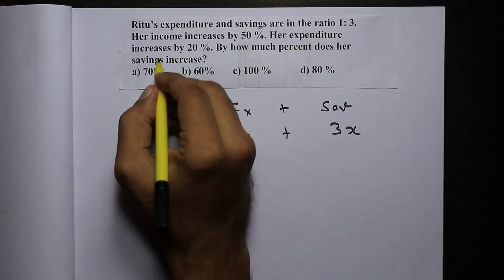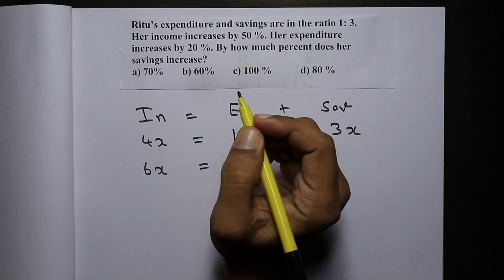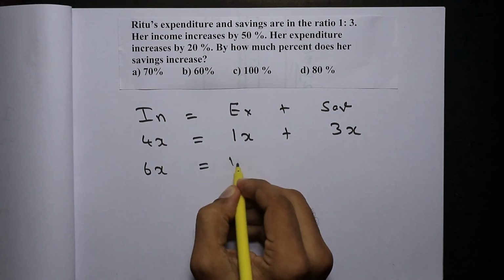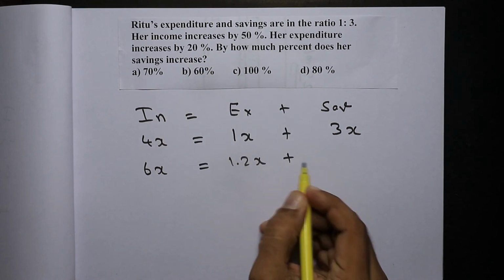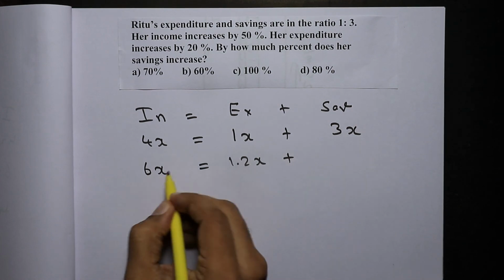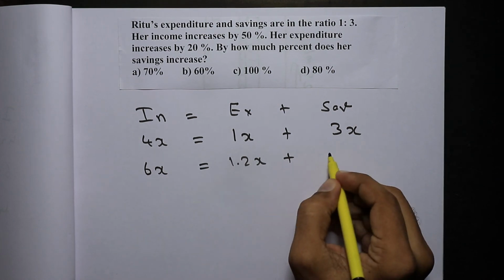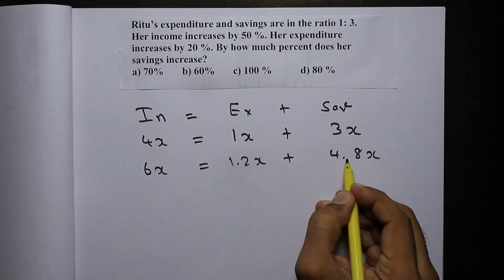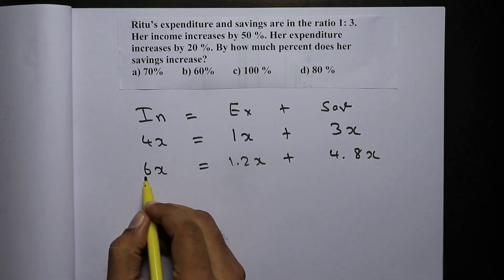And her expenditure has increased by 20%. So if you increase 1x by 20%, it will become 1.2x. Then what will be the savings? This plus this, totally it should add up to 6x. So this has to be 4.8x, because 1.2x plus 4.8x is equal to 6x.